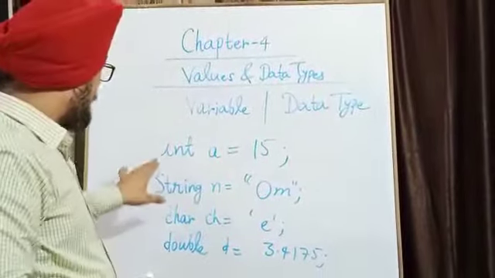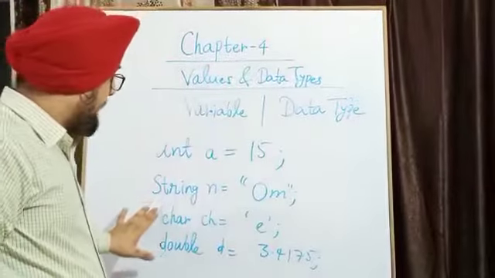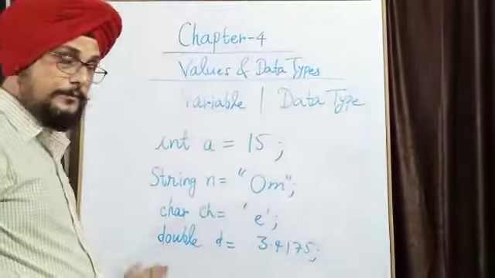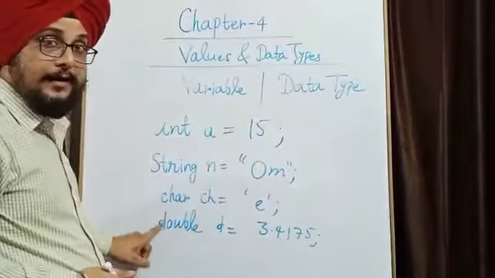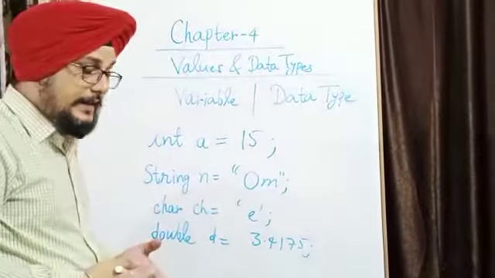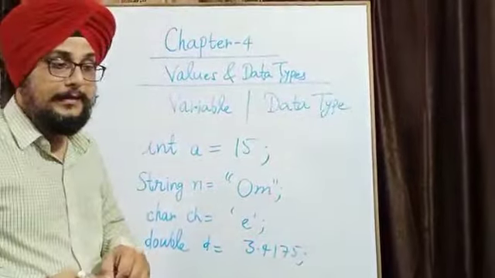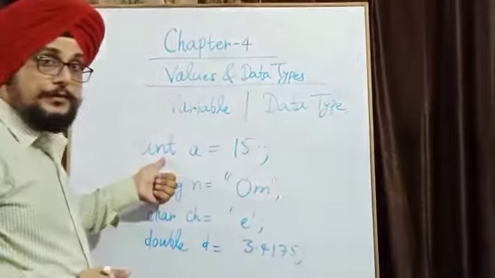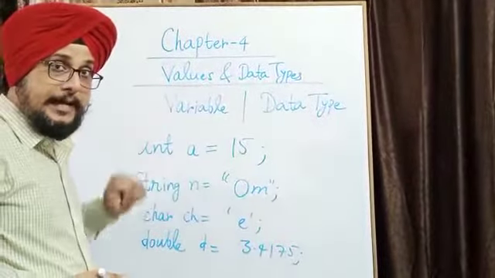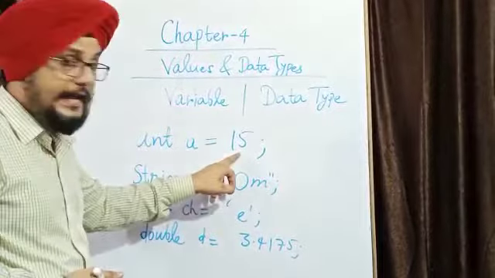So we are supposed to write the data type in the beginning. So these all are data types: int, string, char, double. It means that we have to tell the compiler that we are going to use the variable a of integer type. The value of a is 15.